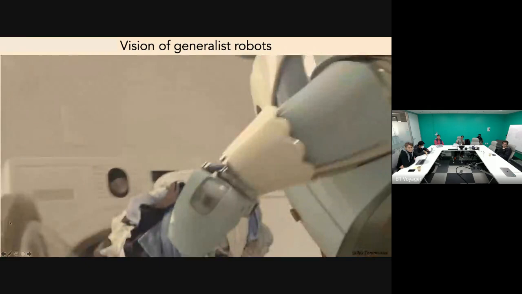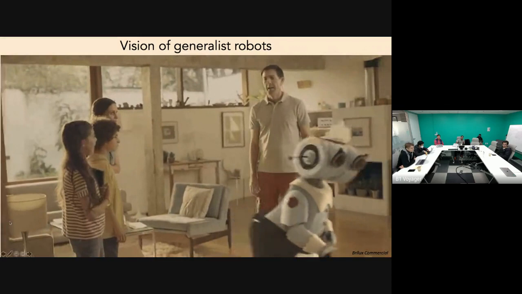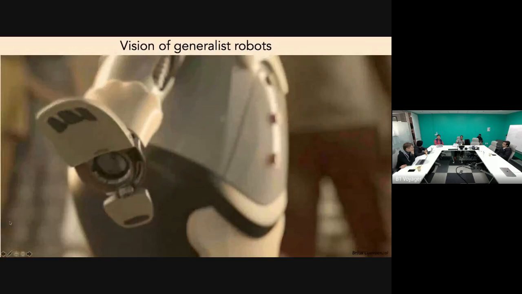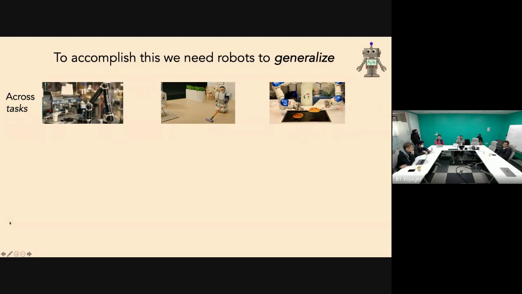Certainly, there are a lot of problems that need to be solved before we accomplish this goal, from better hardware and sensing. But I would argue that one of the most important problems we need to solve is that we need our robots to be able to generalize, right? So we need them to be able to generalize across tasks. For example, they should be able to make coffee, clean, cook, even if they haven't explicitly seen those tasks before.